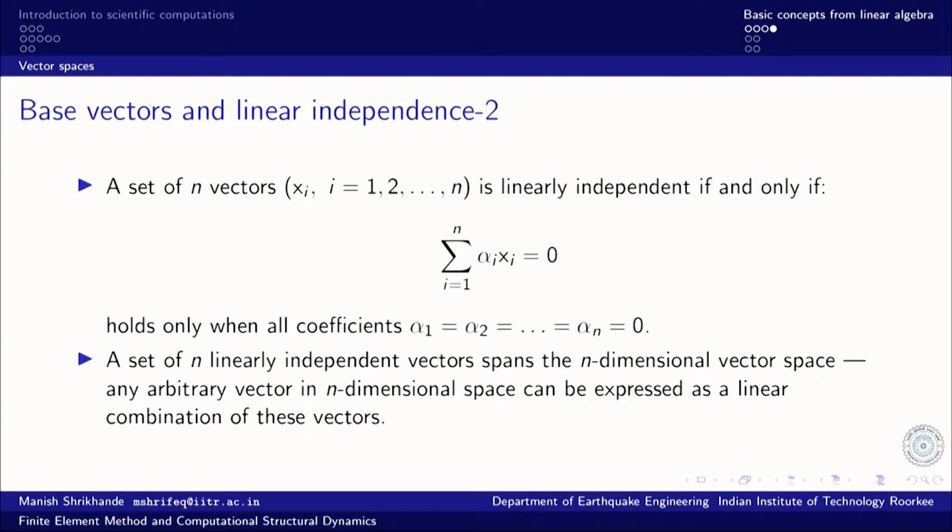So, a set of n linearly independent vectors is sufficient to span the n dimensional vector space, and any arbitrary vector in that n dimensional space can be represented as a linear combination of these vectors. This is a very fundamental statement which allows us to construct approximate solutions. We will come to this in the next few lectures when we start constructing finite element approximations. How do we derive finite element approximations?